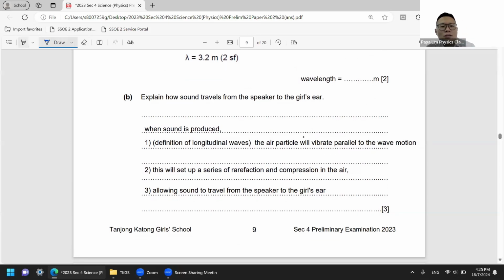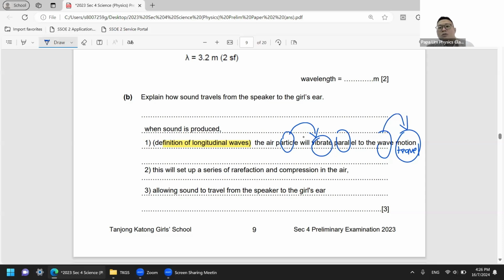Firstly, it will include the definition of the longitudinal wave. So whenever the question asks how sound is produced, the first line I will always write is the definition of longitudinal wave, which means I will tell the marker that when sound is produced, the particles will vibrate parallel. Remember, a particle will vibrate. This is a tagging keyword: parallel to the wave motion, or sometimes we call this the wave travel.